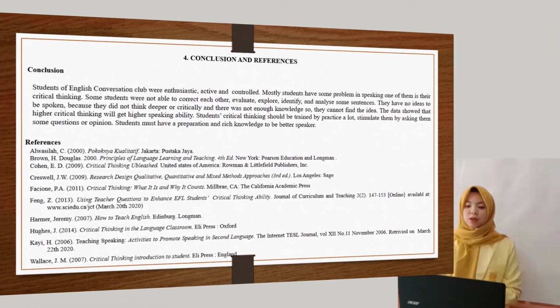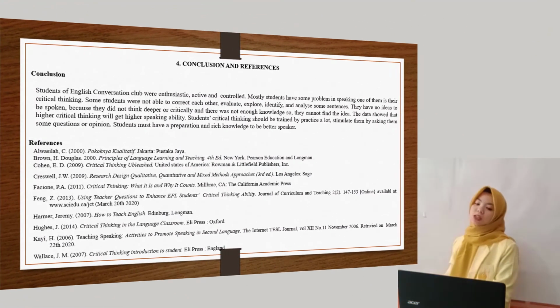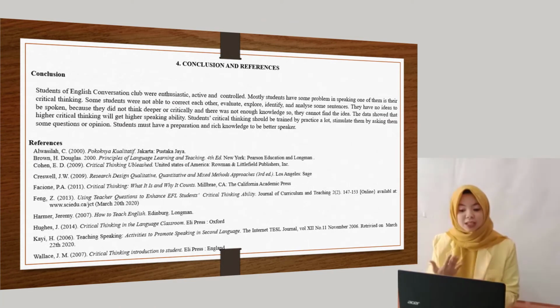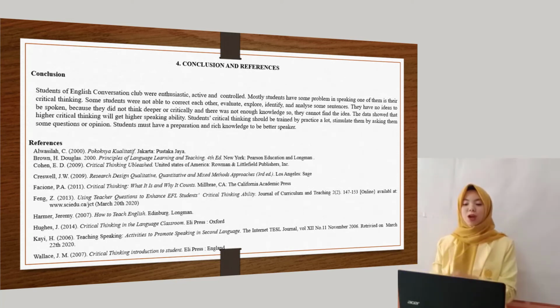Okay, we come to the conclusion and references. The conclusion is that students of the English Conversation Club were enthusiastic, active, and controlled. Mostly, students have some problems in speaking. One of them is their critical thinking. Some students were not able to correct each other, evaluate, explore, identify, and analyze some sentences. They have no ideas to speak because they didn't think deeper or critically, and there was not enough knowledge, so they cannot find ideas.